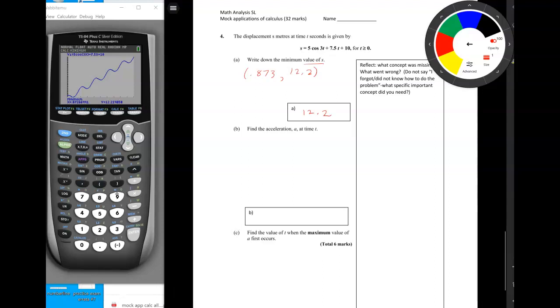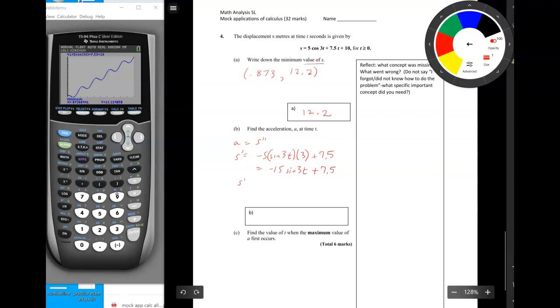Okay. Find the acceleration A at time t. Remember, the acceleration is the second derivative of the displacement. So the first derivative of the displacement is going to be -5 sine 3t times chain rule of 3. And then the derivative of 7.5t is 7.5. Derivative of 10 is 0. So if I want to simplify this, it would be -15 sine of 3t plus 7.5.